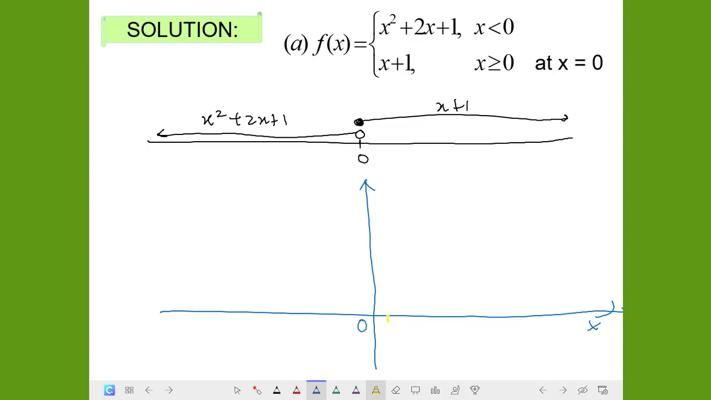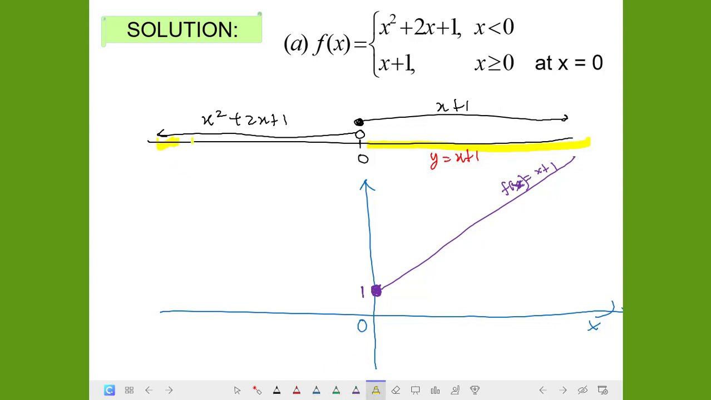Here you need to sketch the graph y is equal to x plus 1. Substitute 0: 0 plus 1 is 1, so this is an open circle. When x is equal to 1, y is equal to 2. So the graph is a straight line, like this. This is f(x). Okay, that settles the first part.